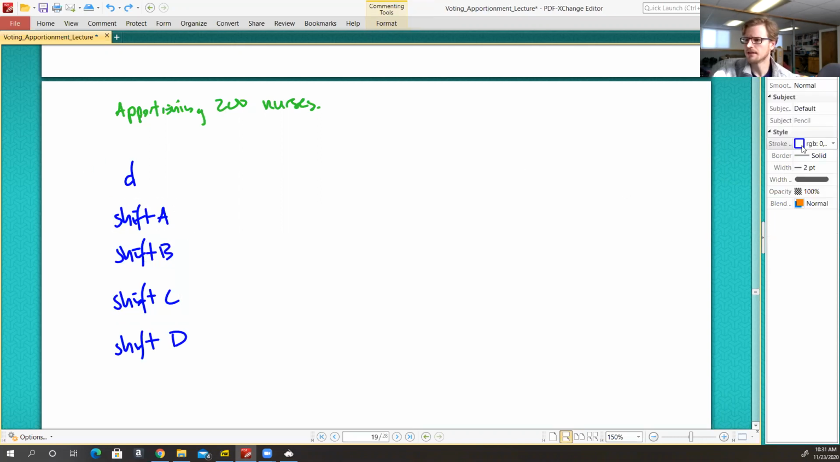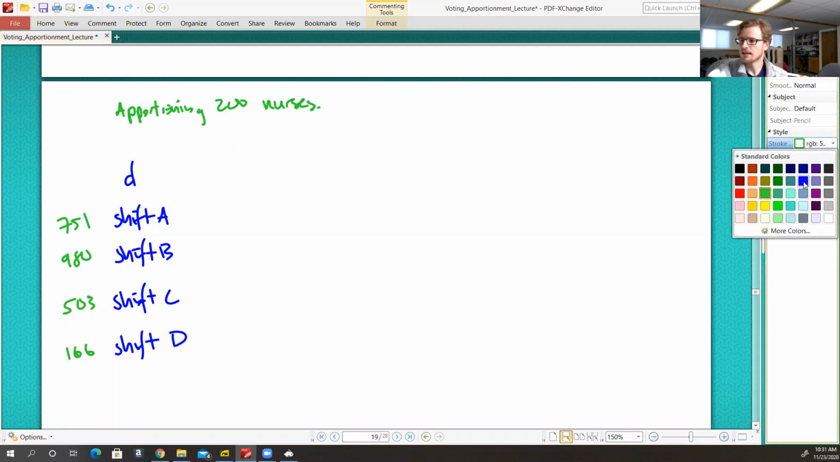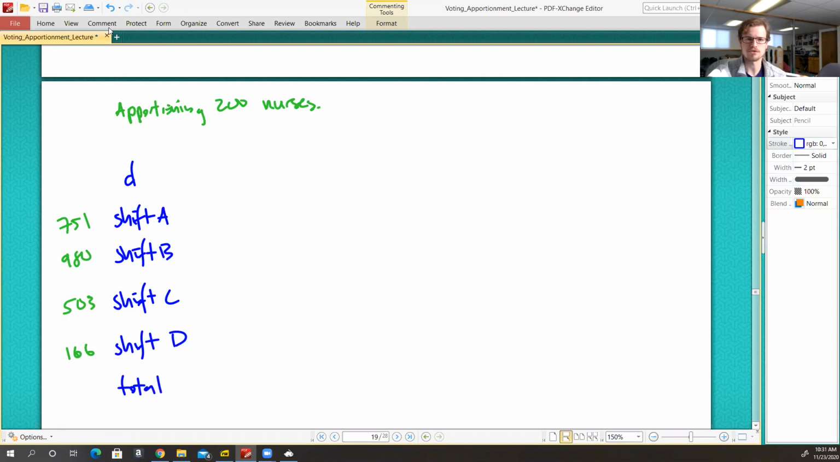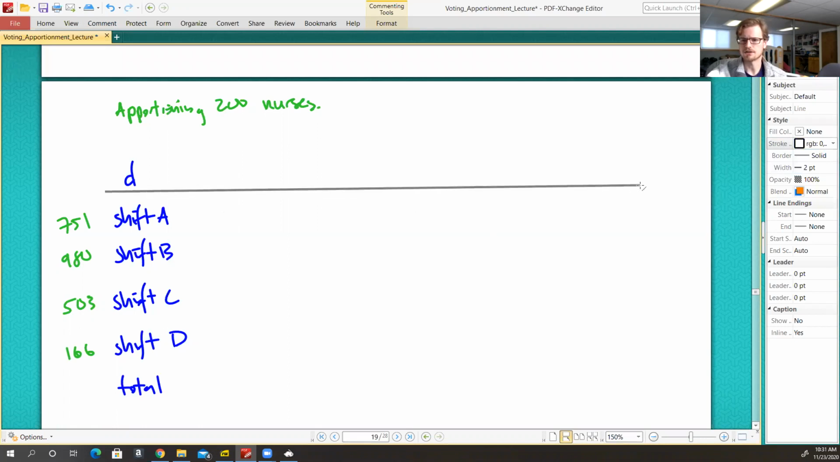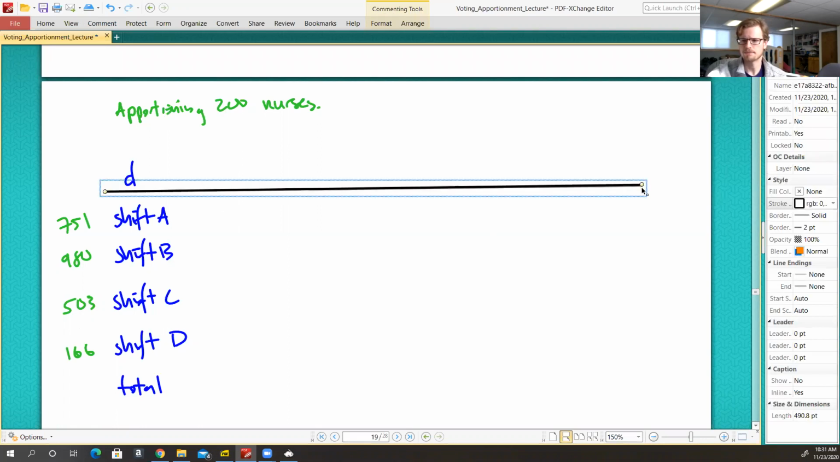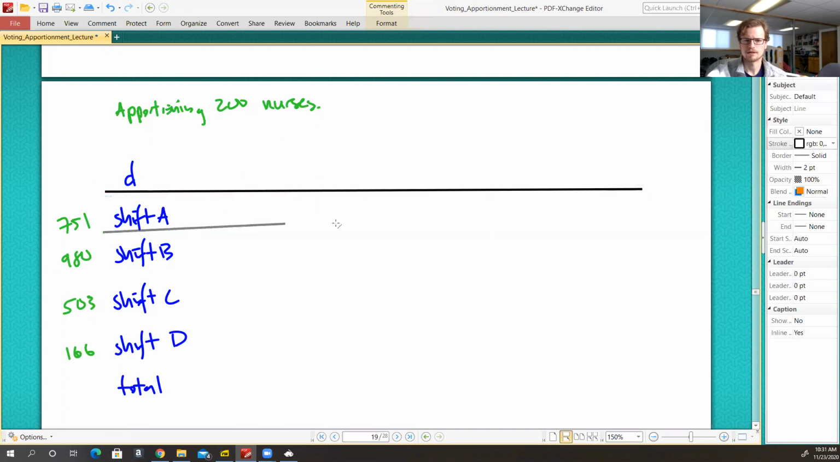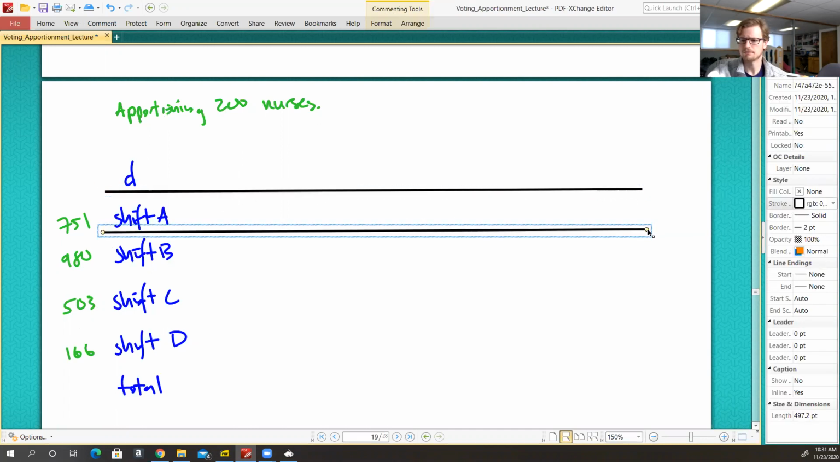And in each of those shifts, there are 751 calls in shift A, 980 calls in shift B, 503 calls in shift C, and 166 calls in shift D. Of course, we're looking for a total of 200 nurses, so we want to make note of what the totals are in each case. So we create ourselves a table again. We'll take a moment to do that.